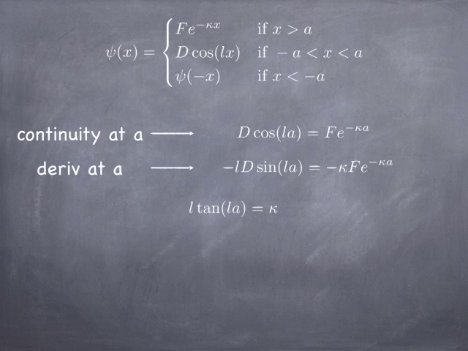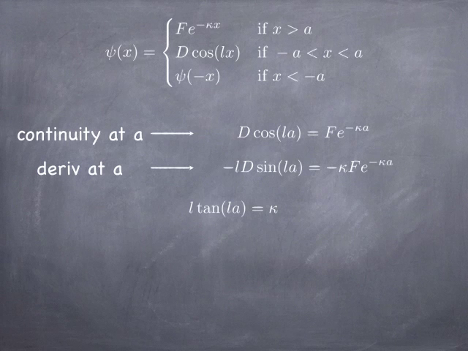But before I get to that, let's talk about the antisymmetric state. The only difference with the antisymmetric state is it would have a sine in the middle instead of a cosine. And all that does is change the cosine in the continuity equation to a sine, and it changes the negative sign in the derivative continuity into a plus cosine.